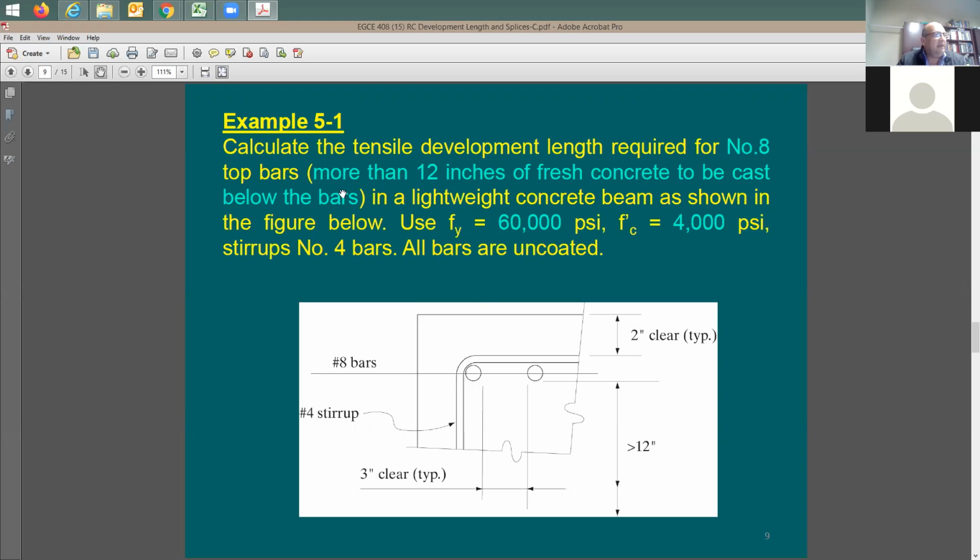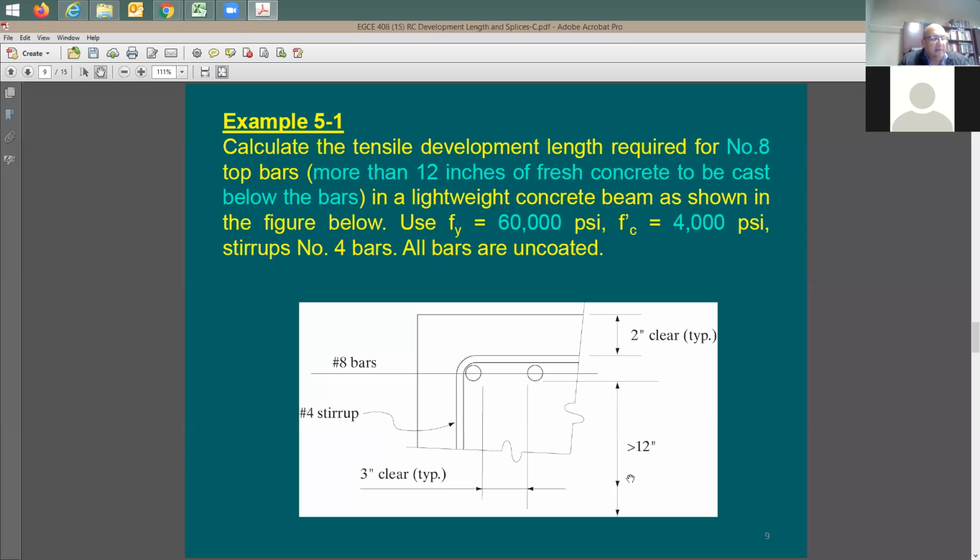Now, the first example that we have on development length is example 5.1, or 5-1: calculate the tensile development length required for number 8 rebars. So the first item we have here is the rebar size, and based on this, we have epoxy, psi sub e. And it says here top rebars. So they give me the definition. They say that you're going to have more than 12 inches of fresh concrete. It's going to be right here.